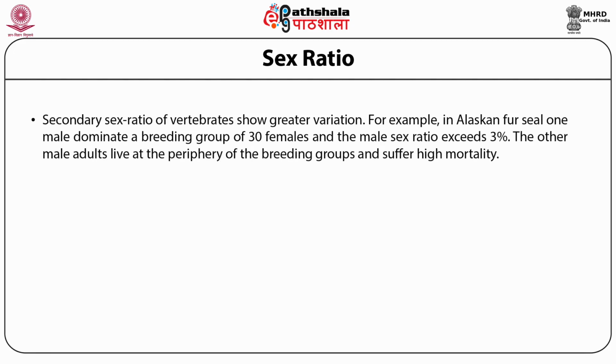The secondary sex ratio of vertebrates shows greater variation. For example, in the Alaska fur seal, one male always dominates a breeding group of 30 females, and the male sex ratio exceeds 3%. The other adult males live at the periphery of the breeding group and suffer high mortality. In some birds, mortality of females is higher than males, particularly in nesting season.